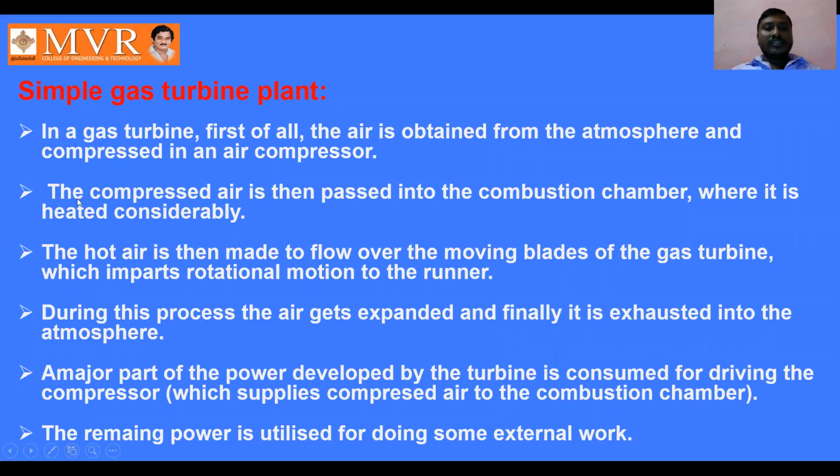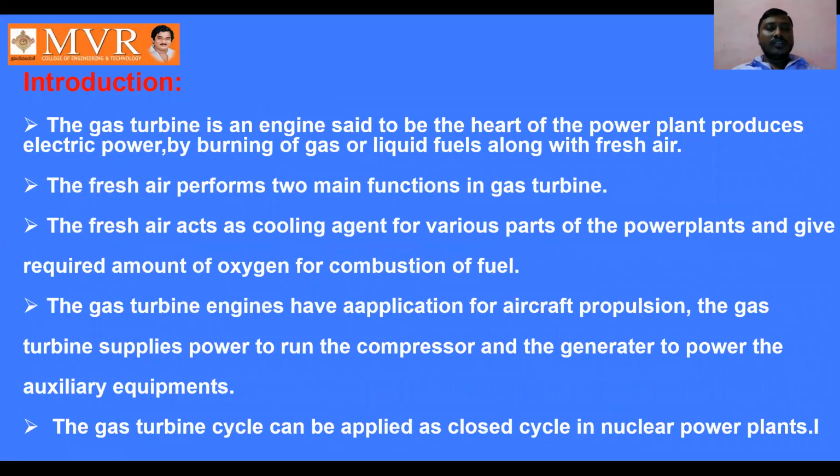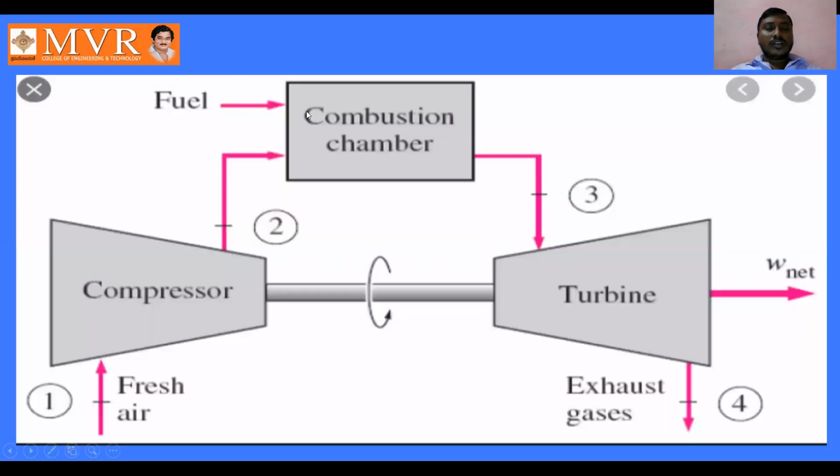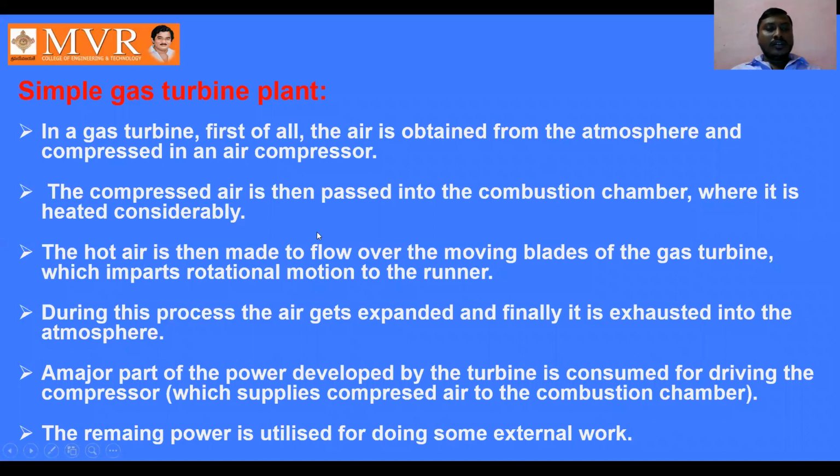The compressed air is then passed into the combustion chamber, where it is heated considerably. See here, we can observe the combustion when the compressed air enters into the combustion chamber. The hot air is then made to flow over the moving blades of the gas turbine, which imparts rotational motion to the runner. During this process, the air gets expanded and finally it is exhausted into the atmosphere.